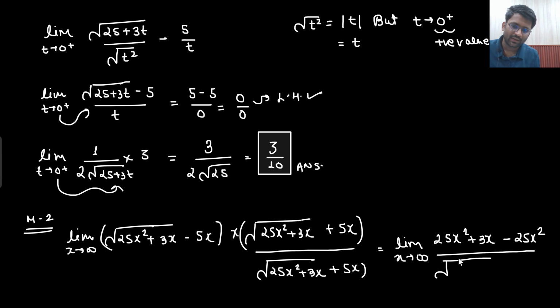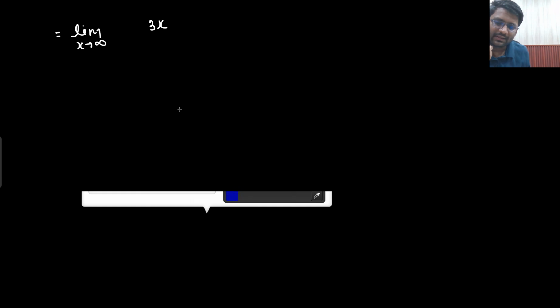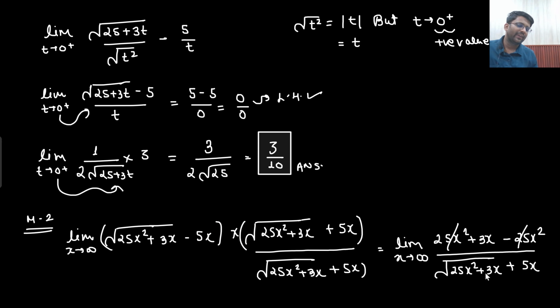it is tending to infinity. Okay, under root 25x square plus 3x plus 5x. Is that so? Right? So this and this is getting cancelled out. What you are getting? Sir, I am getting limit x tending to infinity. Upper side I am having 3x, and downward side what I am having? Downward side I am having under root 25x square plus 3x plus 5x. What can I replace it with?